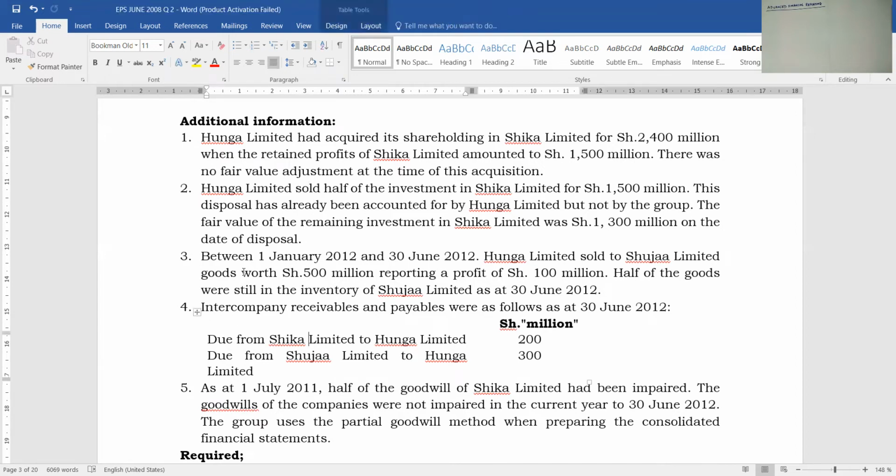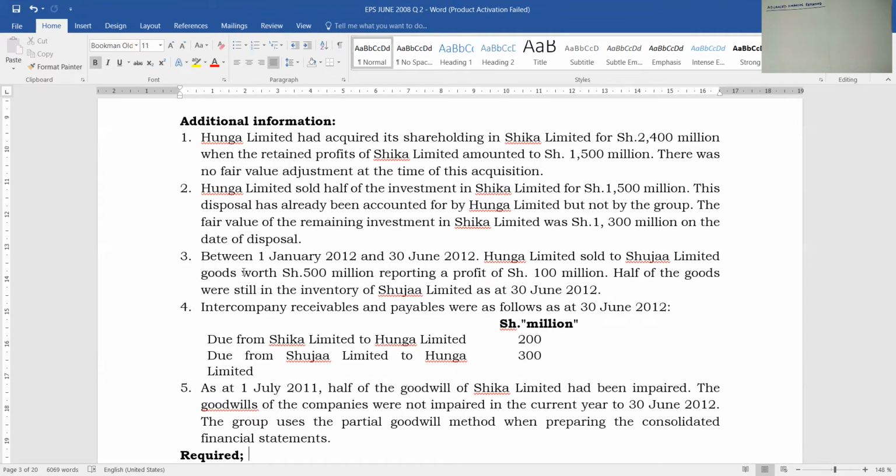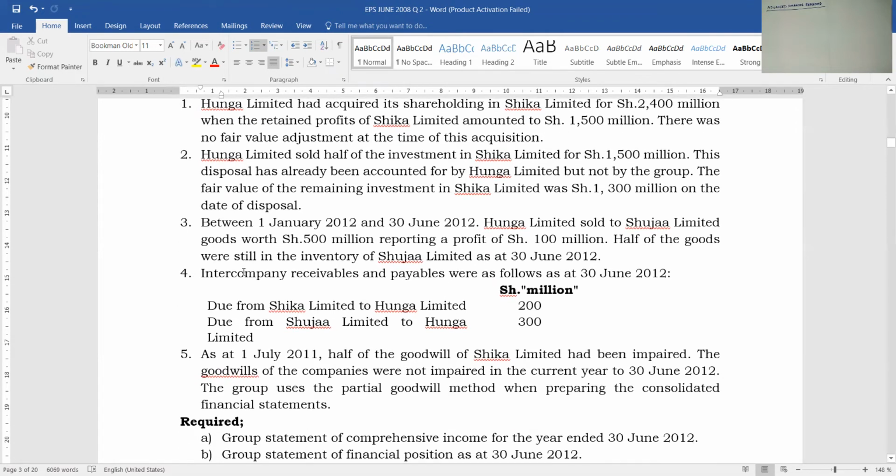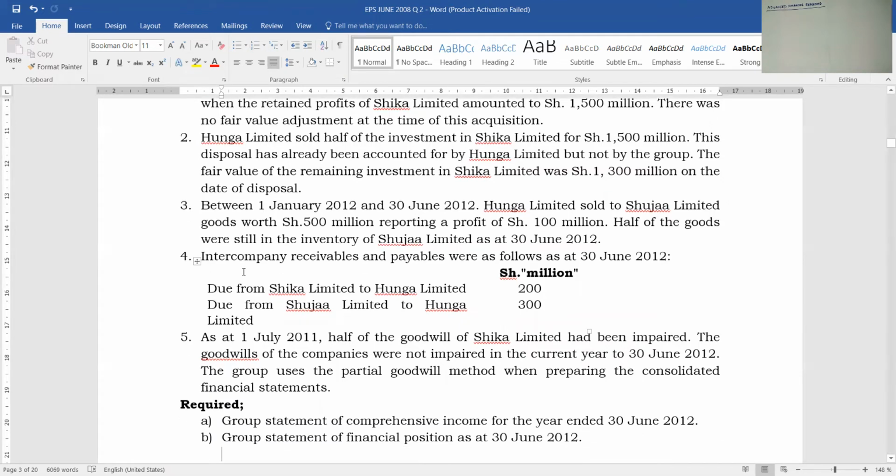Number 4, intercompany receivables and payables were as follows as at 30 June 2012. So these are about the amounts which are outstanding, which have not been paid from one entity to the other. So there was an amount due from Shika to Unga of 200, and there was another one due from Shujaa to Unga. So under consolidation, you know that when there's an outstanding amount which has not been settled by either party by the end of the year, we need to eliminate that, so we don't carry it forward to the next financial year.